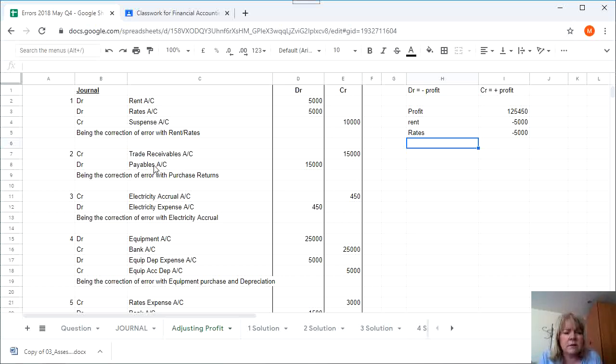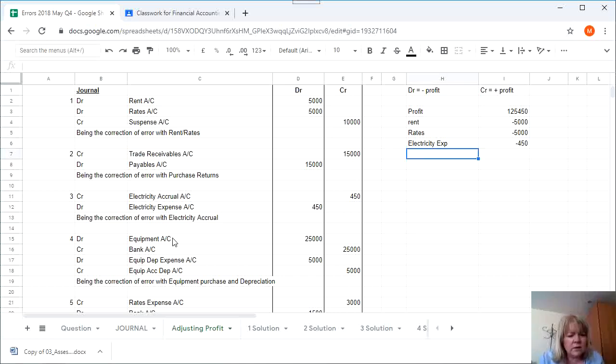Receivables and payables are in the balance sheet and statement of financial position, so they don't affect profit either. And then I have electricity accrual, that's a liability account in the balance sheet. And the next one I have is the electricity expense account, and that's a debit entry there of 450. So again, that's a minus of 450.